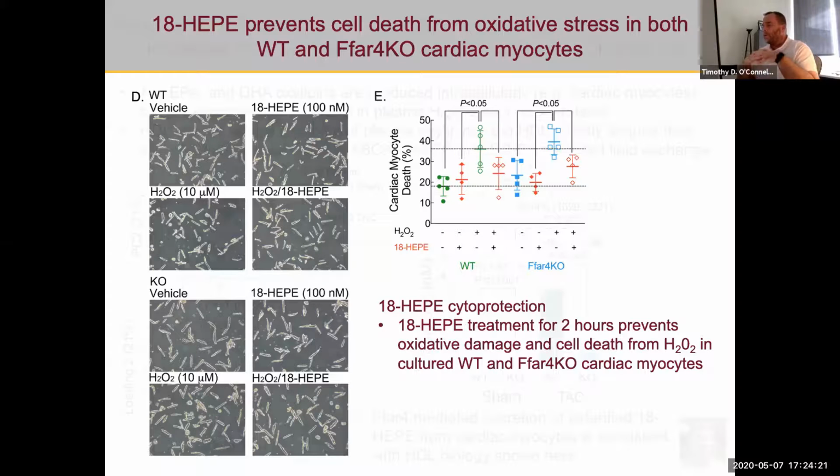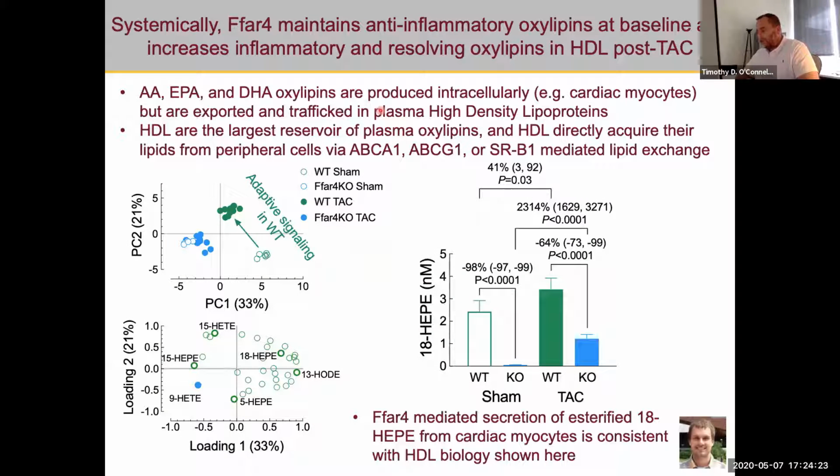Now, going back to the data I showed you a few slides ago, one of the things that we found was that 18-HEAT was also exported from the cell in lipoproteins. And in vivo, the way that works is when these oxylipins are produced intracellularly, they are exported and trafficked in plasma high-density lipoproteins. HDL is the largest reservoir for plasma oxylipins, and HDL directly acquire their lipids from peripheral cells.